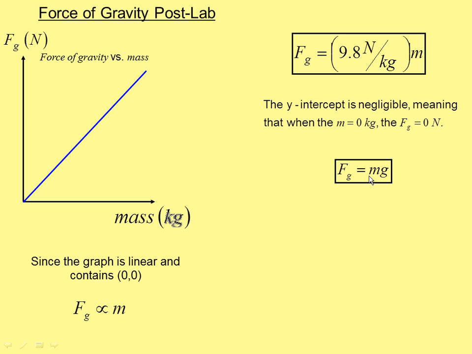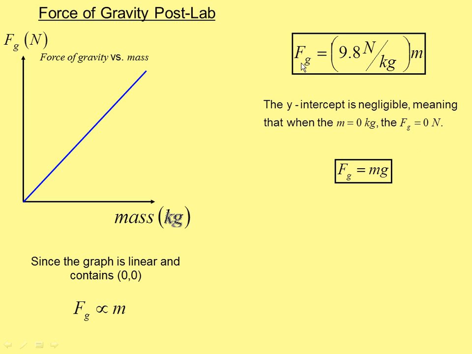Again, units are important here. Mass is in kilograms. Force of gravity is in newtons, force units. Gravitational field strength is in newtons per kilogram. If something is in kilograms, you know it's a mass. If something's in newtons, it's a force, or in this case, it's a force of gravity.